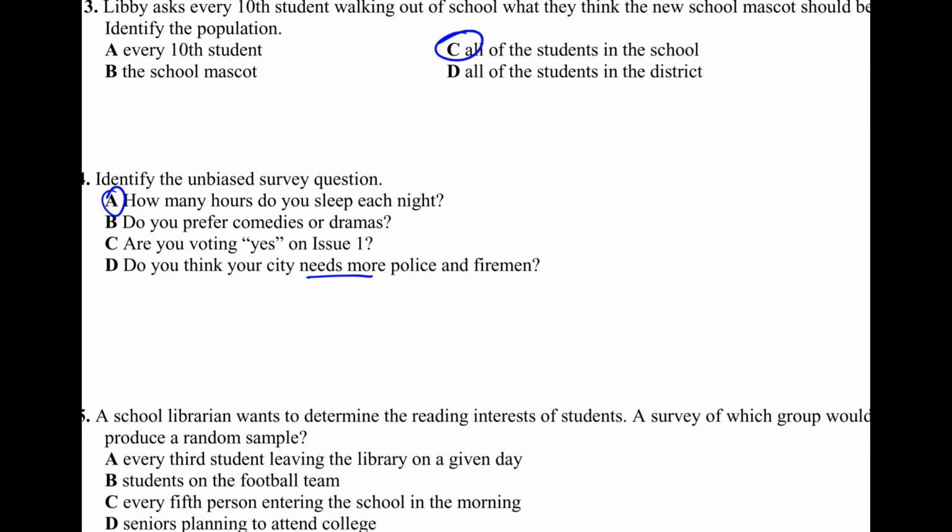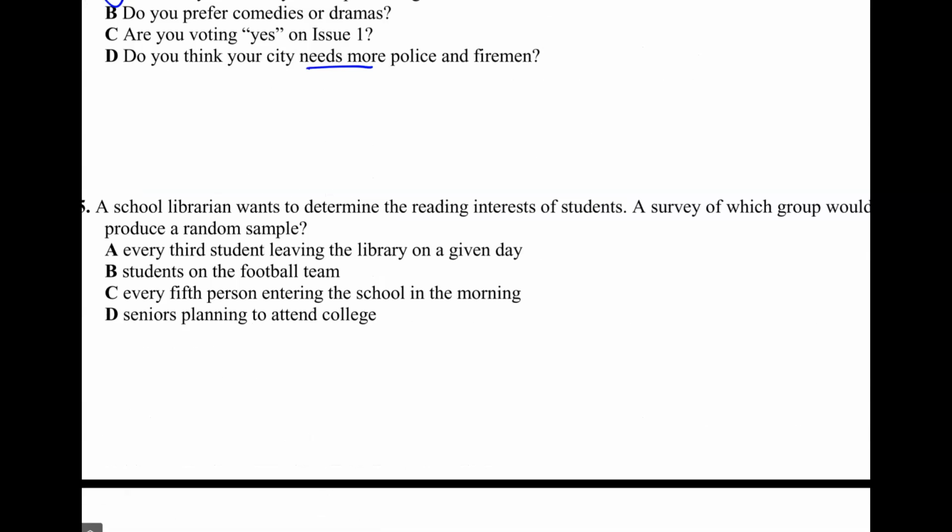So the only unbiased is how many hours do you sleep a night? Okay, because it's a low stake. It doesn't matter my answer because if I sleep 0, I'm a vampire, whatever. If I sleep 12, okay, it's very low stakes, right? No consequence question. All right, number 5.